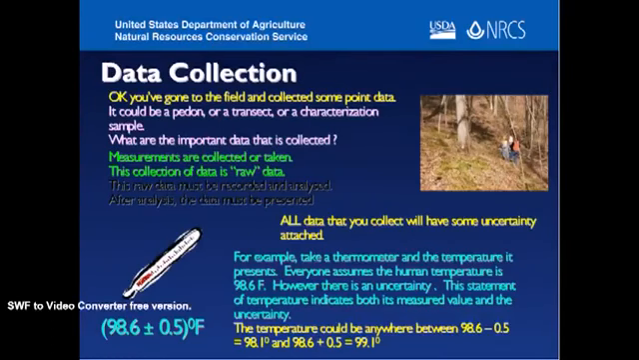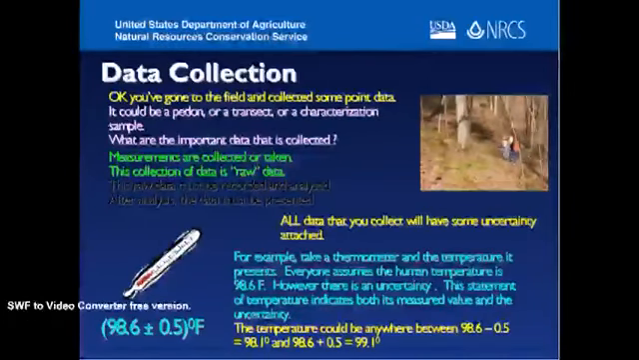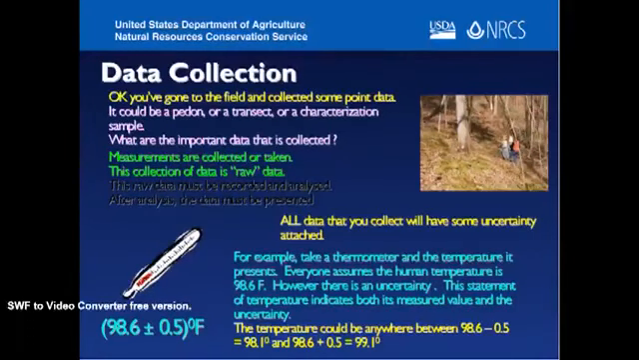So now you've gone to the field and you've collected some point data. It could have been a PEDON, it could be a transect, you could have characterization data. What are some of the important data that's collected? Well, the first thing you have to take a look at is the measurements that we collect. And each one of these collections is considered raw data. And so if you've gone out and you've collected the hand texturing of 15 points and you estimated the clay content at all of those 15 points, now you have 15 sets of raw data that has to be analyzed.